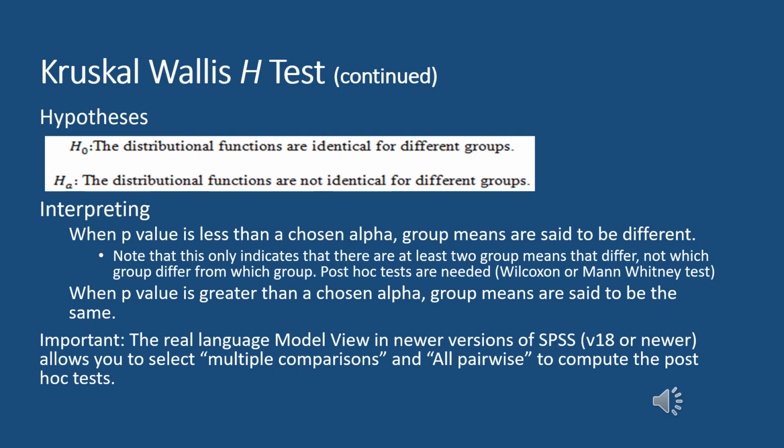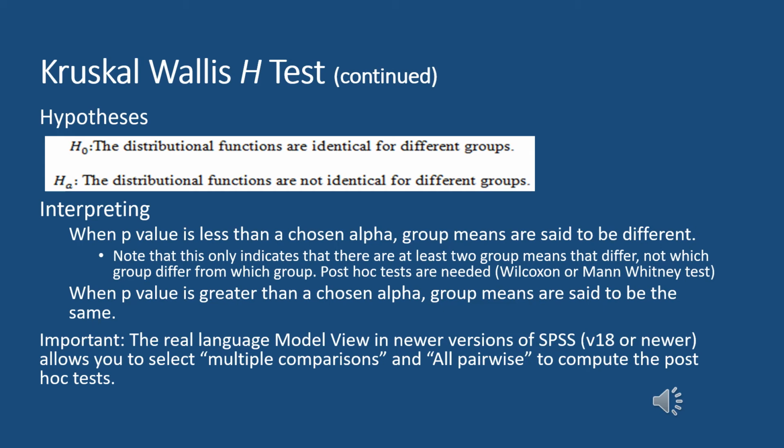So when you're interpreting this test, it's important to recognize that when the p-value is less than your chosen alpha, the group means are said to be different. But this only indicates that at least 2 group means differ, but not which group means differ. So post hoc tests are needed.